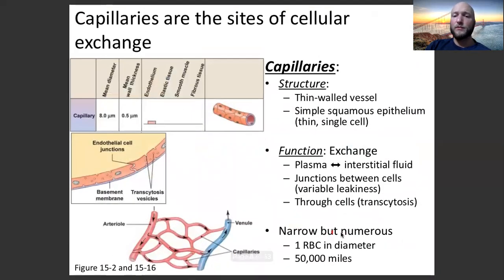Capillaries are narrow but numerous. So in the cardiovascular lab, normally we look at a fish tail underneath a microscope, and you can actually see how capillaries in that fish tail are one cell wide. You see one red cell kind of just squeeze through that capillary and shoot through at a time. Only one red cell can squeeze through those capillaries at a time. But they're numerous, around 50,000 miles of them in a human. That's insane. That's a lot of capillaries.